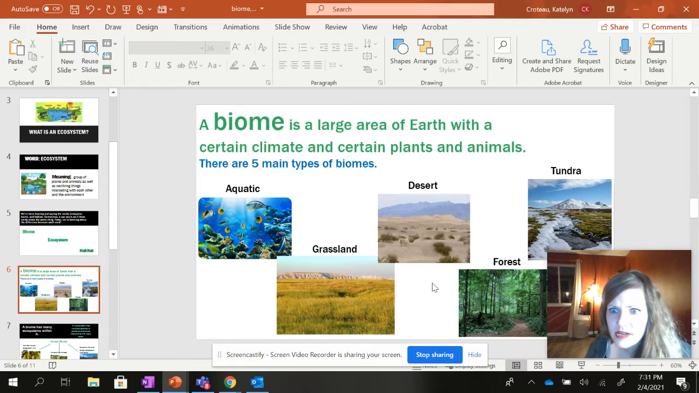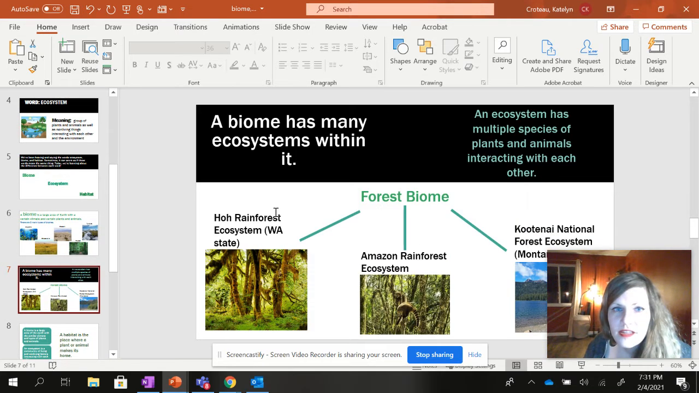So you might be thinking, okay, well, that sounds still a lot like the other thing. How's it different? Okay, watch. Biomes have ecosystems inside of them. So I want you to think of a biome as being the larger thing. And then inside of the biome are individual ecosystems. Okay, it's kind of like a state. The biome is the state, and the ecosystems are the cities or the counties.